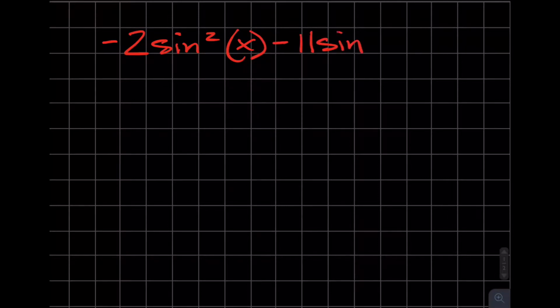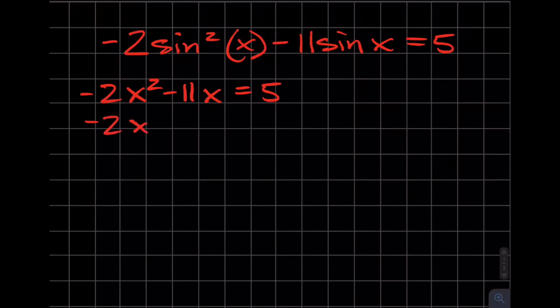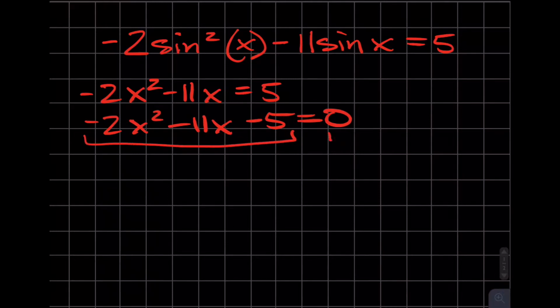So you're faced with this problem, negative 2 sine squared x minus 11 sine x equals 5. And hopefully, if I'd given you this problem, negative 2x squared minus 11x equals 5, you'd tell me that you would go ahead and subtract 5 from both sides, setting all terms on one side and 0 on the other.